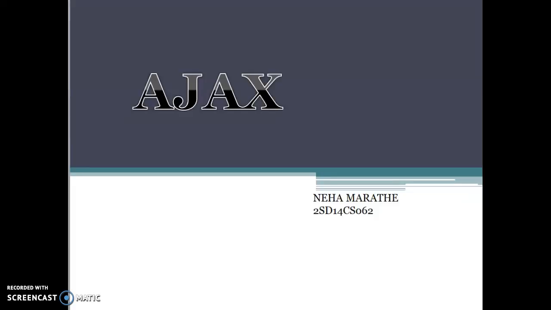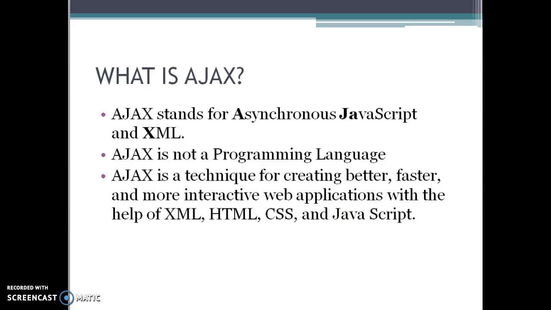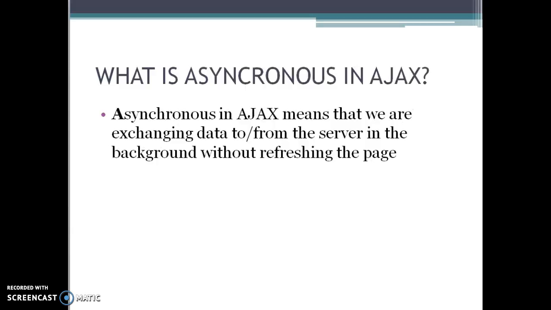Hello everyone. Today we will see what is Ajax. First, we will see what is Ajax. Ajax stands for Asynchronous JavaScript and XML. It is not actually a programming language. It is a technique for creating better, faster, and more interactive web applications with the help of XML, HTML, CSS, and JavaScript. We will see what is asynchronous in Ajax. Asynchronous in Ajax means that we are exchanging data to or from the server in background without refreshing the page.